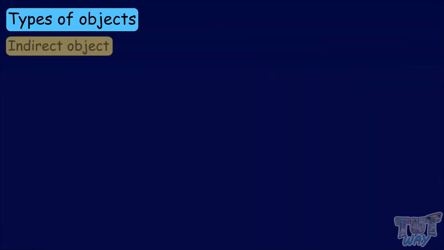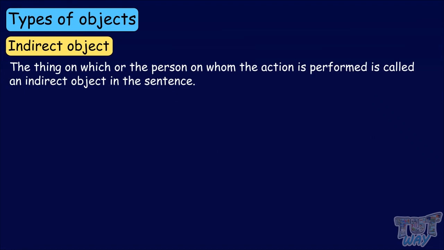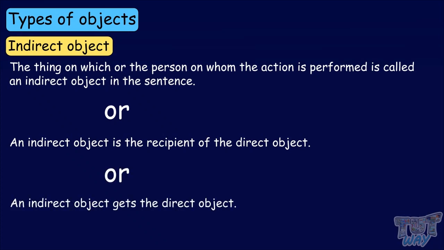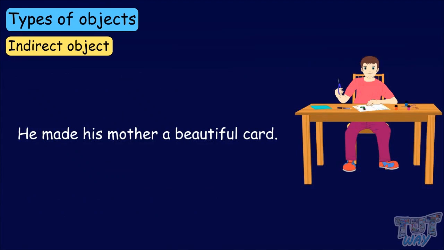Next is the indirect object. The thing on which, or the person on whom, the action is performed is called the indirect object. Or, the indirect object is the recipient of the direct object. Or, the indirect object gets the direct object. Let's try to learn it with the help of some examples. He made his mother a beautiful card.